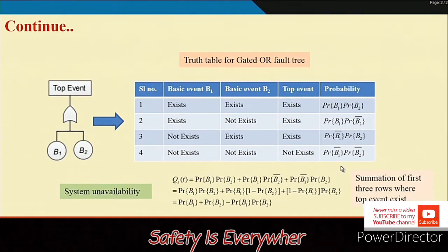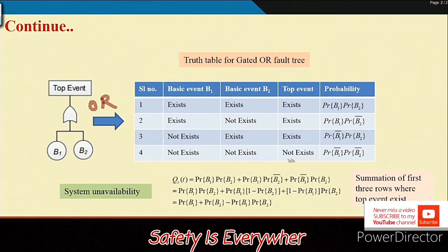So, what will happen if we just see the equivalent truth table for the OR gate? When you use an OR gate, it basically says if B1 occurs, the top event occurs; if B2 occurs, the top event occurs; if B1 and B2 both occur, the top event occurs. So, that means there will be three combinations when the system will be unavailable. Only in one combination, where both B1 and B2 do not occur, will the system be available.